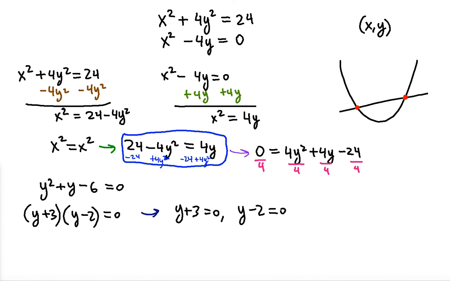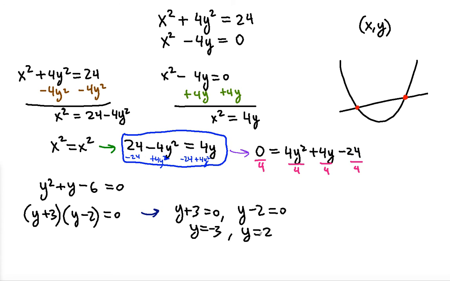Subtracting 3 on both sides solves for the y value of negative 3, and in this case the y value is going to be 2. All right, now notice that here you will have not just real solutions but also imaginary solutions.